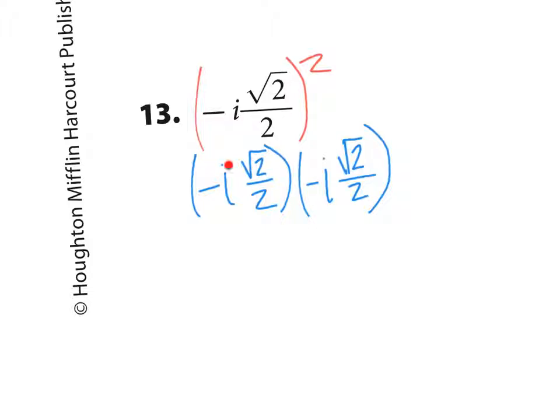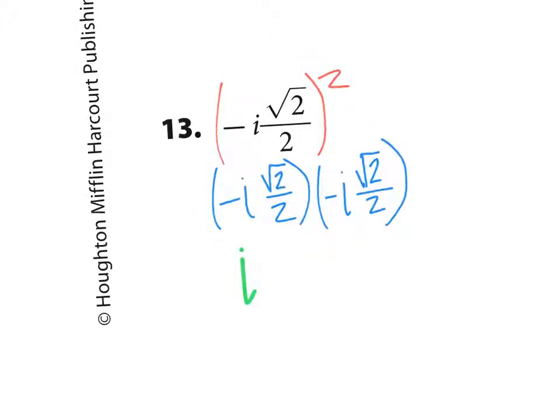Just looking at it, I have a negative i times a negative i. Well, what's a negative times a negative? Positive. So I end up with i squared, because i times i is i squared. Then I multiply my square root of 2 over 2 times square root of 2 over 2. Square root of 2 times square root of 2 is really the square root of 4, and the square root of 4 is actually 2. So I end up with 2 on top. And then I have the denominators, 2 times 2. What is 2 times 2? 4. So I end up with 4 in the bottom.